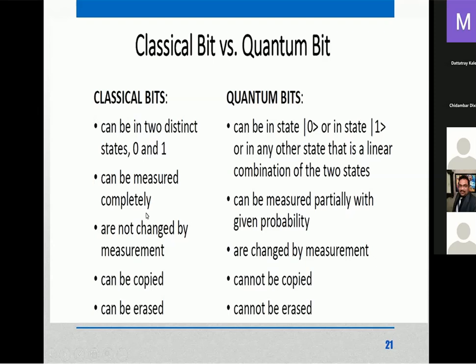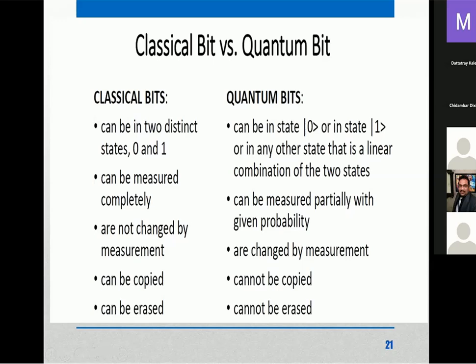Classical bits can be measured completely. Quantum bits can be measured partially with a given probability. This probability is important because probability is not there in a classical computer. The third one is that classical bits are not changed by the measurement. There is no change.